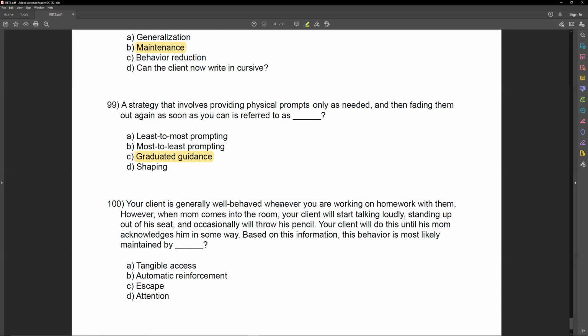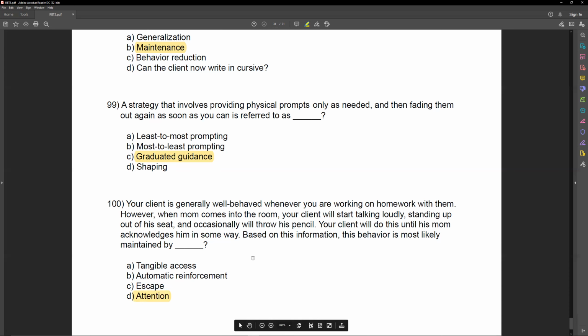Is it automatic reinforcement? No, automatic reinforcement is reinforcement that occurs alone or without any socially mediated help. Who provides the consequence in the situation? Mom. It's not automatic. C, escape. Is your client trying to escape? That's not clear. It doesn't seem like it, right? It just doesn't seem like there's any sort of getting out of doing work, okay? Because the antecedent is mom walking into the room, okay? And when mom provides the consequence, mom acknowledges him, but she doesn't necessarily get him out of work based on our information. So based on this information, the most likely explanation is what?